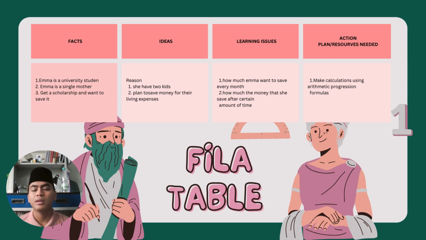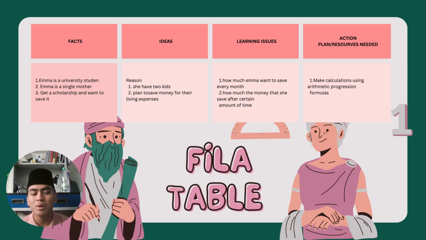I will talk about the filler table for question 1. The fact is, Emma is a university student and a single mother, and she got a scholarship and wants to save it. The idea is she wants to save because she has two kids and is planning to save the money for their living expenses.